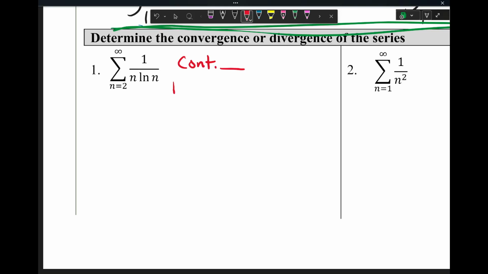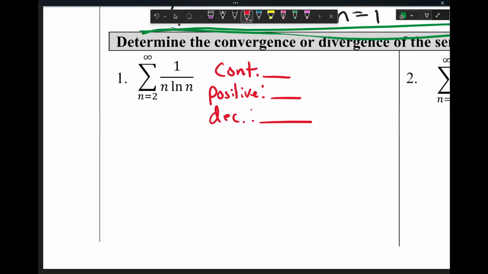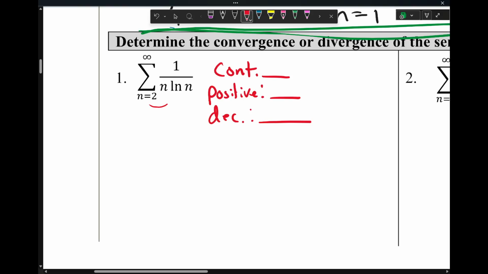Is it always positive? And then what's the other requirement? Decreasing. Now, if you don't know if it's doing all of those things, one way you could quickly check, well, first off, how is something not continuous? If the denominator equals 0. Okay, so couldn't n be 0? Why can n not be 0? Good, because we're starting at 2. If we're starting at 2, we never divide by 0.